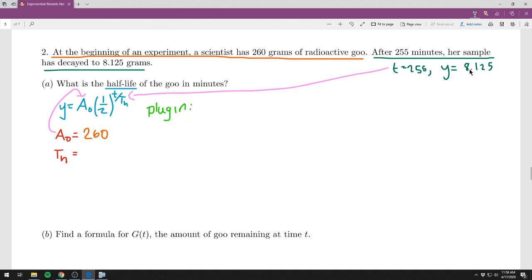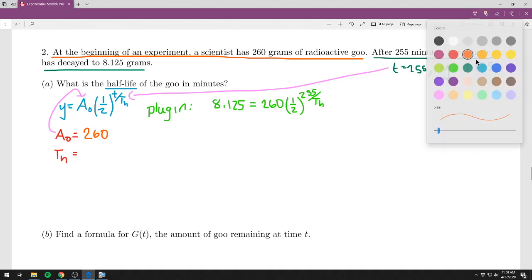So our y value 8.125 equals A0, which is 260, times 1/2 to the t, which is 255 over the half-life, power. And if you think about it, this is the kind of problem where if you wanted to figure out the half-life of something in a lab, this is what you would do. You'd figure out how much you start with, and then at a random time later, how much is left. And then you can use your formula to figure it out.